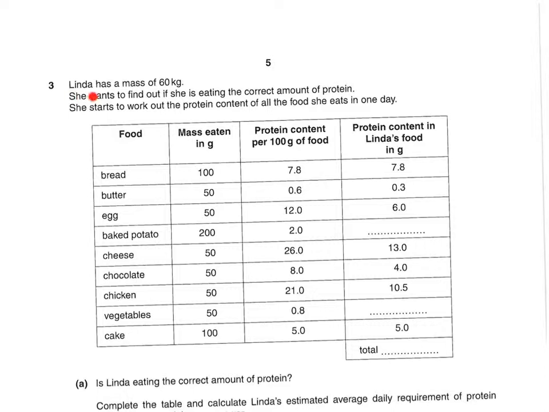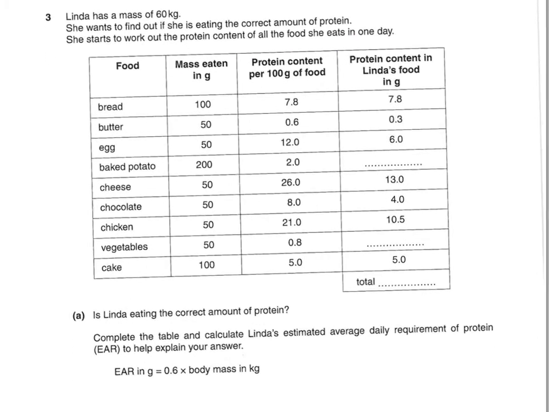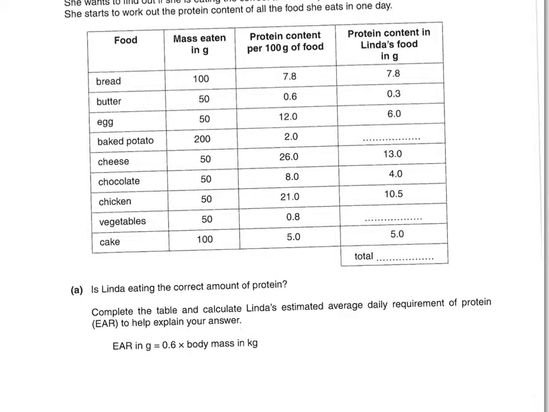Next question, Linda has a mass of 60 kilograms. She wants to find out if she's eaten the correct amount of protein. She starts to work out the protein content of the food she eats in 1 day. It says, is Linda eating the correct amount of protein? It says, complete the table first. The place you have to complete the table is here. This is the mass eaten in grams, and this is the protein content per 100 grams. You can see that she's eaten 200 grams of baked potato, and there are 2 grams of protein per 100. So all you have to do is times that by 2, and it gives you 4.